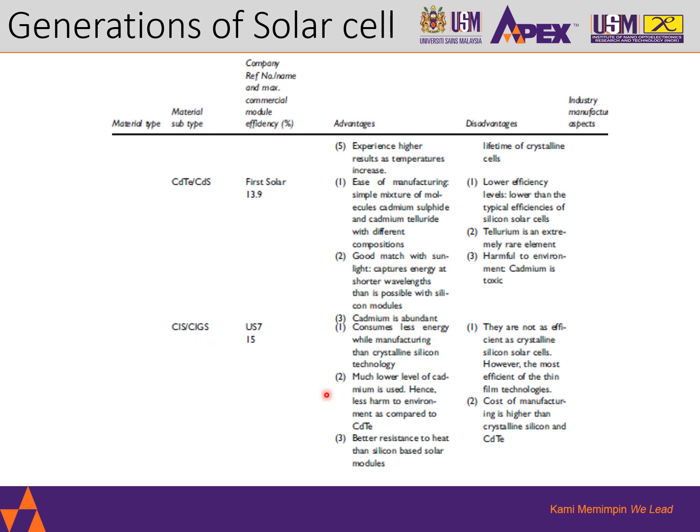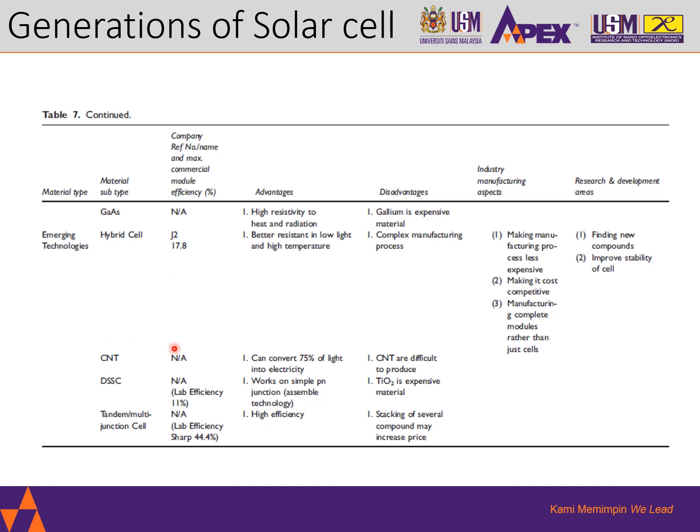And compared with the CIS and CIGS, the advantages here are they consume less energy while manufacturing compared with silicon, and much less cadmium is used, hence less harmful to the environment compared to cadmium telluride. And also better resistance to heat than silicon-based solar cells. This is very attractive. However, the disadvantages are they are not as efficient as single crystalline or crystalline solar cells. However, they are the most efficient of the thin film technologies when compared with the amorphous. The cost of manufacture is higher, unfortunately.